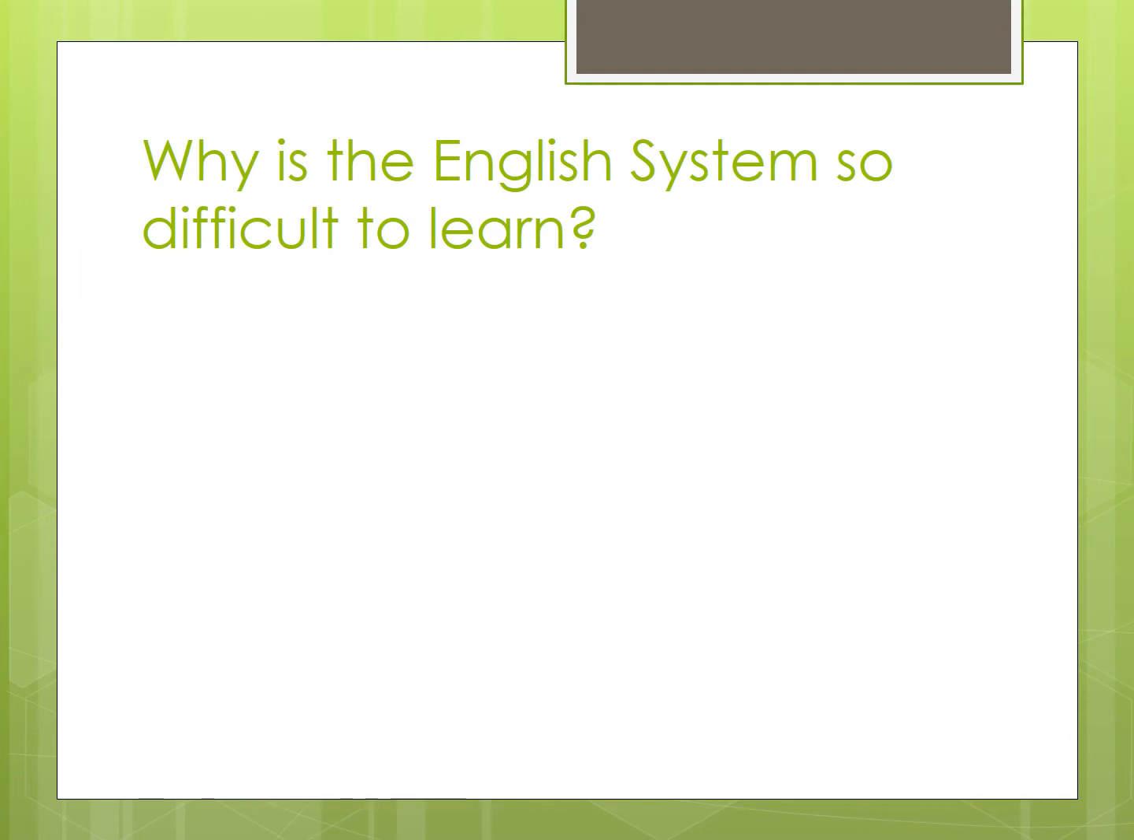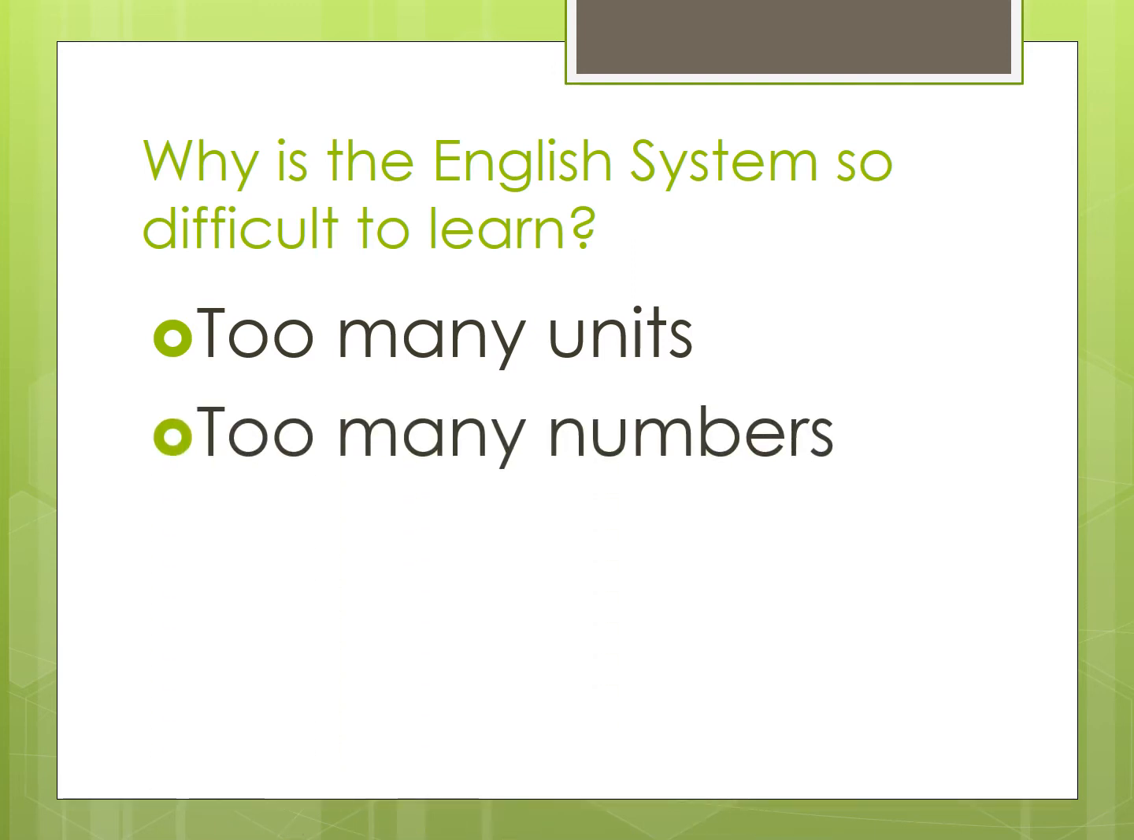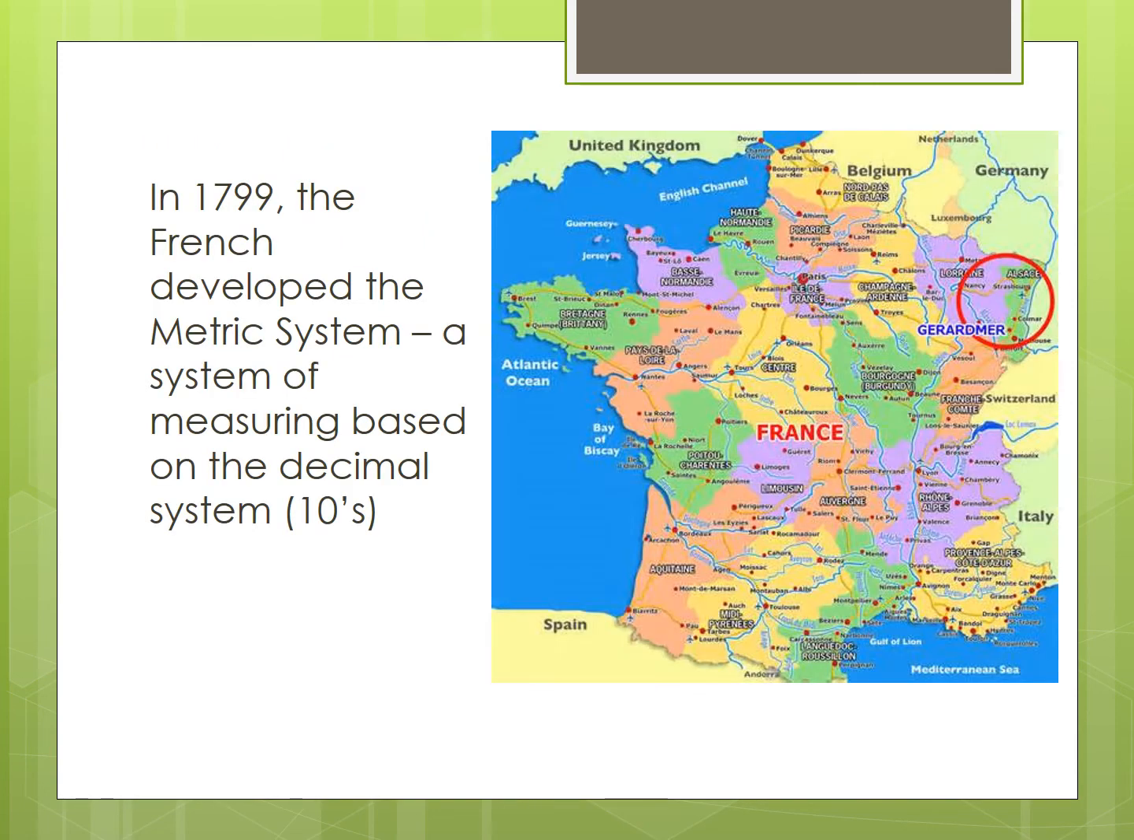So why is the English system so difficult to learn? You can see there are so many different units, with feet, inches, yards, miles, and there are too many numbers to remember. 12 inches is a foot, 4 cups is a quart. All those different numbers are a lot of things to remember. And during the French Revolution, in 1799, the French developed a metric system based on tens.